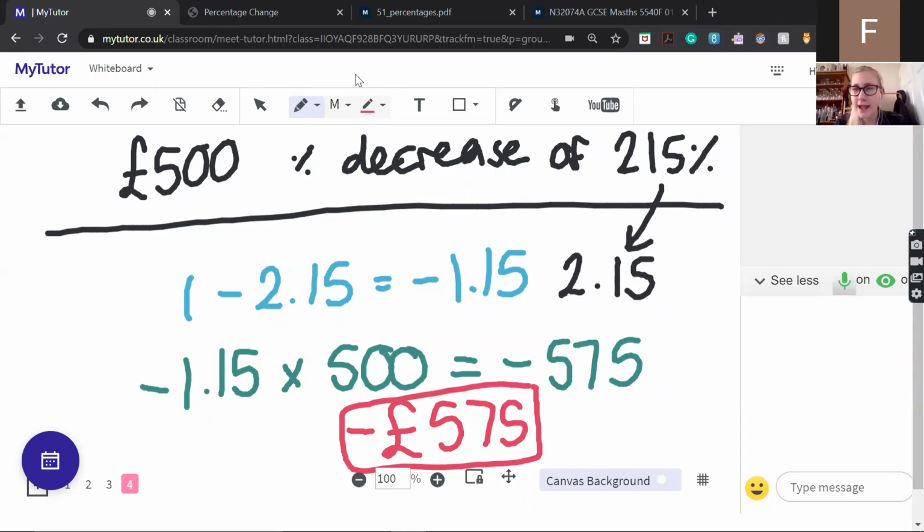That would be quite a rare question to get, but you've just got to bear in mind that it's the same. It's exactly the same process, just with weirder numbers. You do the same thing. You work out the multiplier. It's a decrease, so you take it off 1 and you multiply it. Hopefully that makes sense.